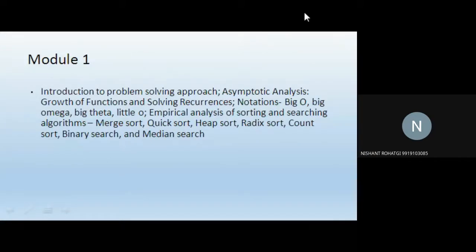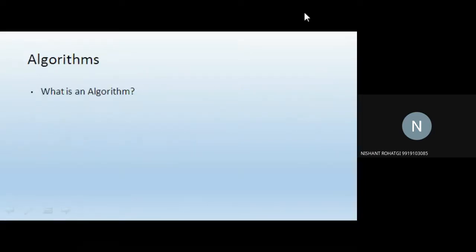So in module 1, we are going to start with the introduction to problem solving approach, asymptotic analysis, growth of functions, and solving recurrences, where we will cover the notations big O, big omega, big theta, little o, and empirical analysis of sorting and searching algorithms like merge sort, quick sort, heap sort, radix sort, count sort, binary search, and median search. These are the various topics that we are going to cover in module 1. So we will start with module 1 today.